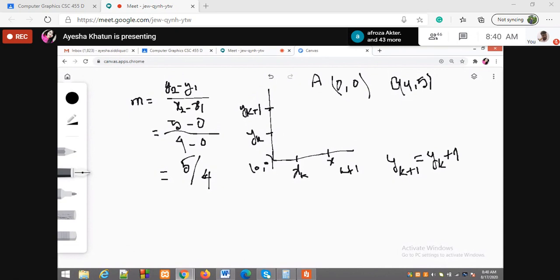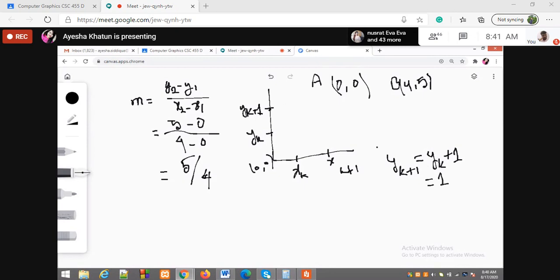I'm just giving you the alarm, so don't confuse these two. This is the value for this position, yk plus 1, and this is the initial value yk, and then plus 1. So that means y will be incremented by 1. What is the initial value for yk? That was 0, right? That means 0 plus 1 we will have 1.